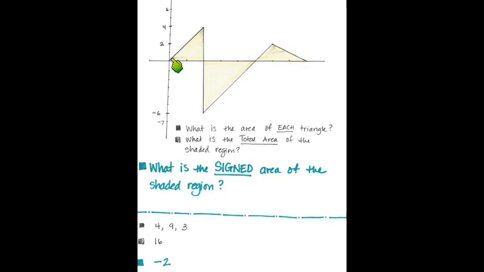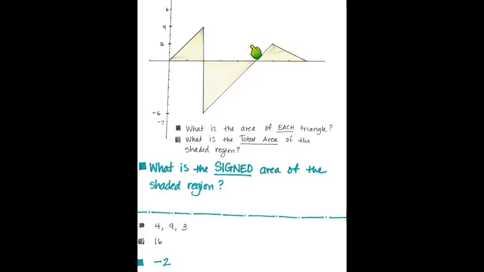Well, you would calculate the area of this triangle. The base is 2, the height is 4, so the area of this triangle is 1/2 times 2 times 4. This triangle here has a base of 3 and a height of -6, so it's going to be 1/2 times 3 times -6. This one here has a base of 3 and a height of 2, so we have 1/2 times 3 times 2. And so when we do that, you have a 4, a 9, and a 3 for each of those areas.